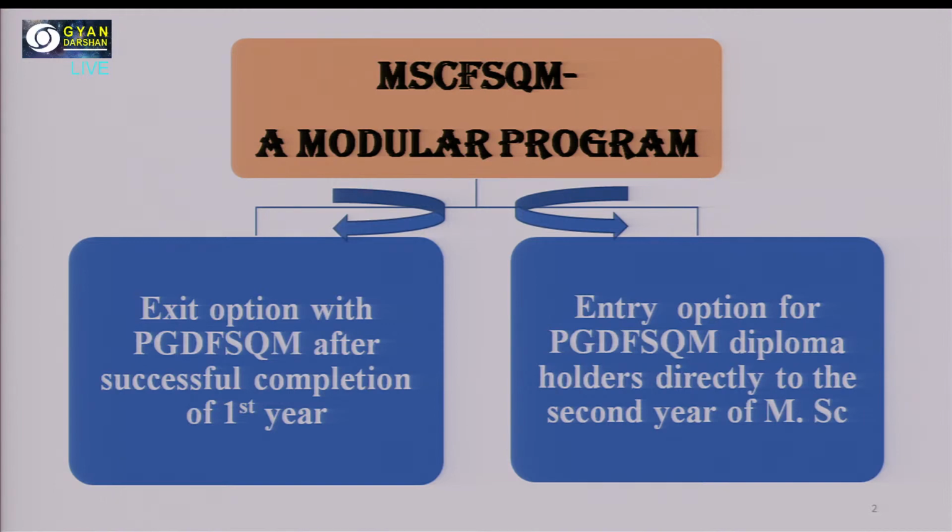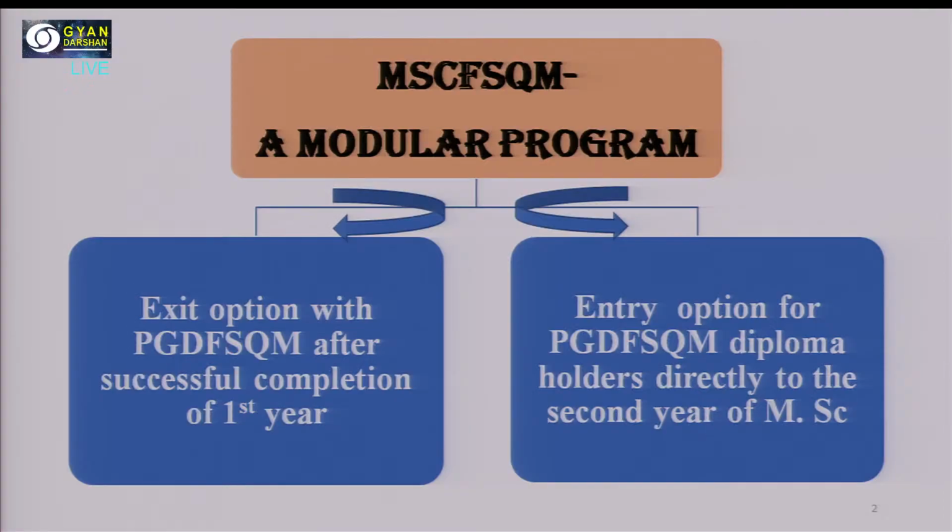MSc FSQM program, that is MSc in Food Safety and Quality Management program, is a modular program. Why? Because this is having multiple entry and multiple exit option. So there is one exit option after 1 year of successful completion of the MSc program. That means if anyone who has taken admission in MSc FSQM program wants to discontinue the program after completion of first year, the person can exit with a PG diploma. The person will get the PG diploma in Food Safety and Quality Management. So that is the exit option after 1 year.